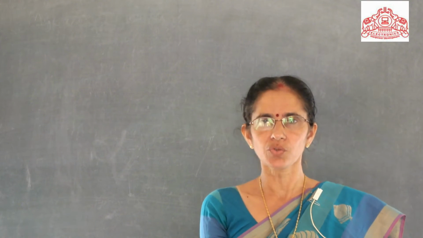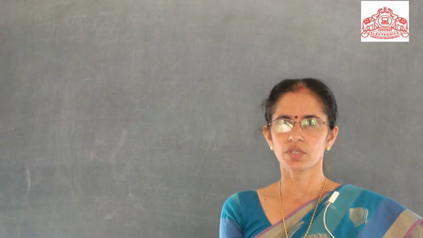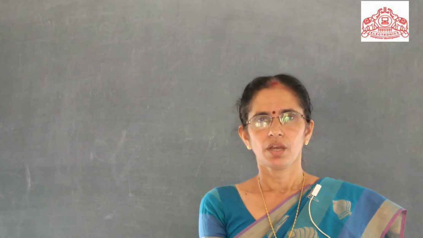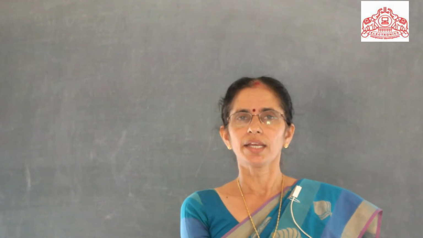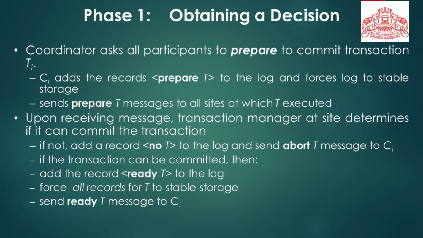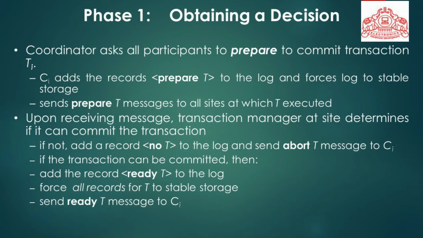There are two phases. In phase 1, it obtains a decision regarding what should be done for the execution of the transaction. Here, the coordinator asks all participant sites to prepare for a commit for the transaction T. For this, the coordinator CI adds a record prepare T to the log, and the log is forced onto stable storage. And it sends a prepare T message to all the participating sites at which the transaction T is executed. Now, upon receiving the message from the coordinator, the transaction manager at the site determines if it can be committed, whether it is possible to commit the transaction there.